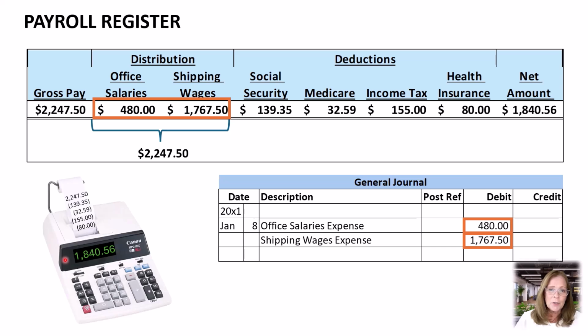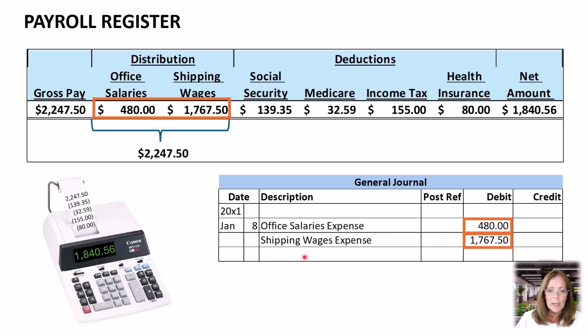The gross wages for this week's payroll are $2,247.50, and SB Express splits the gross wages between office salaries of $480 and shipping wages of $1,767.50. We enter the date in the date column and the account name into the description column. We first enter office salaries expense in the description column and the amount of $480 into the debit column.